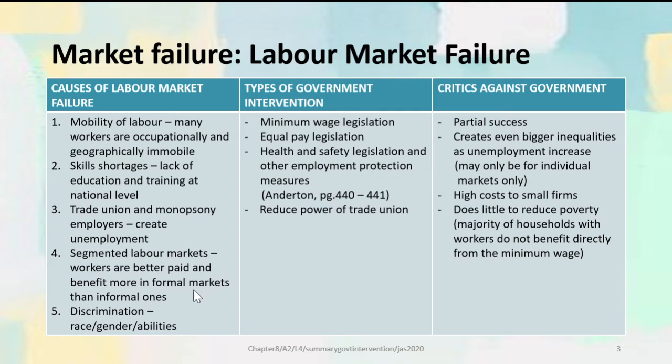The fourth cause would be segmented labor markets. What we are seeing over here is that there are workers who are better paid and benefit more in formal markets rather than informal ones. I believe that you have done some sort of presentation on this part, where we see that if workers are registered formally, normally they are paid accordingly and they're more secure in their position as an employee compared to those who are hired by their families informally. So they tend to be paid lower. This is also a sign of labor market failure that needs to be solved.